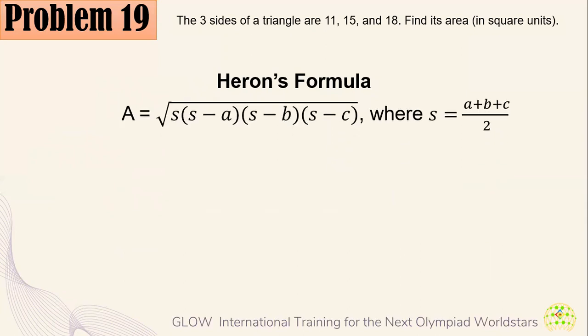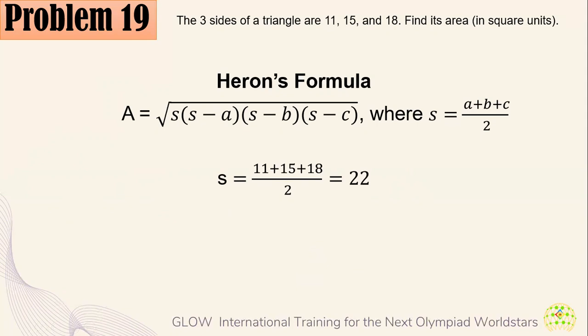That is, A, which represents area, is equal to the square root of the quantity S times S minus A times S minus B times S minus C, where S is what you call the semi-perimeter of your triangle. That is, A plus B plus C all over 2. So let's compute for the semi-perimeter of your triangle. You add the 3 sides, divide by 2. 11 plus 15 plus 18 divided by 2 is 22. So S is 22, and A, B, and C are the 3 sides.